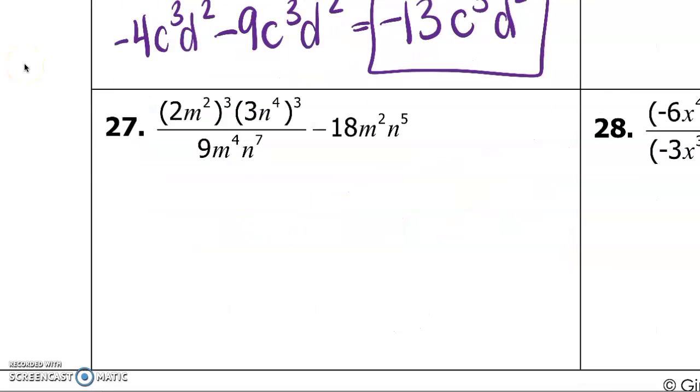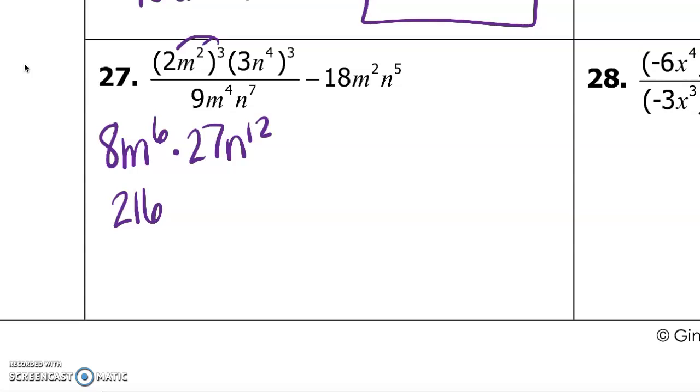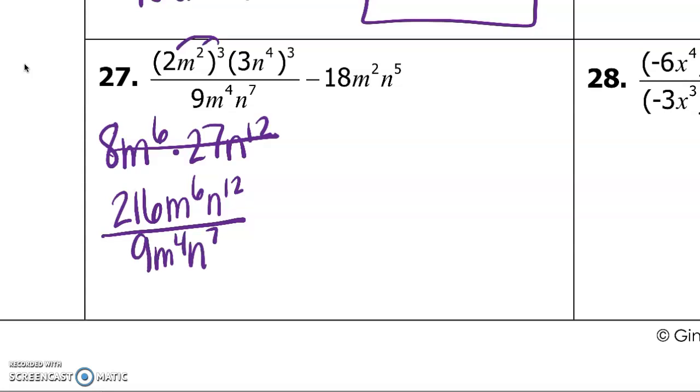And finally, 27. First, we need to think of distributing our exponents. So that would give me 8m to the 6th. 2 to the 3rd is 8, and then multiply to get m to the 6th, times 3 to the 3rd is 27, n to the 12th. So I'm going to put those together first before I divide. That will give me 216, m to the 6th, n to the 12th, over 9m to the 4th, n to the 7th.